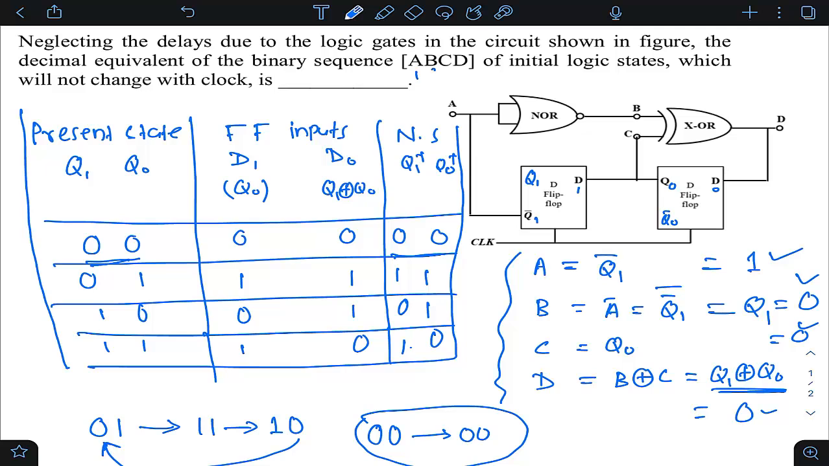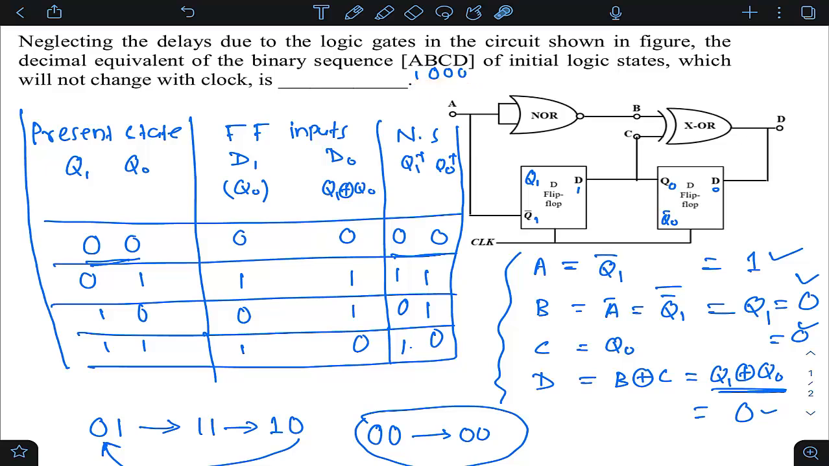So A is 1, B is 0, C is 0, D is 0. If this happens, it indicates that the initial state is 0, 0. If ABCD is 1, 0, 0, 0, it indicates the initial state is 0, 0. Q1, Q0 is 0, 0. Now you apply the clock. Again, the same cycle, 0, 0, will be repeating. So this ABCD is not going to change.